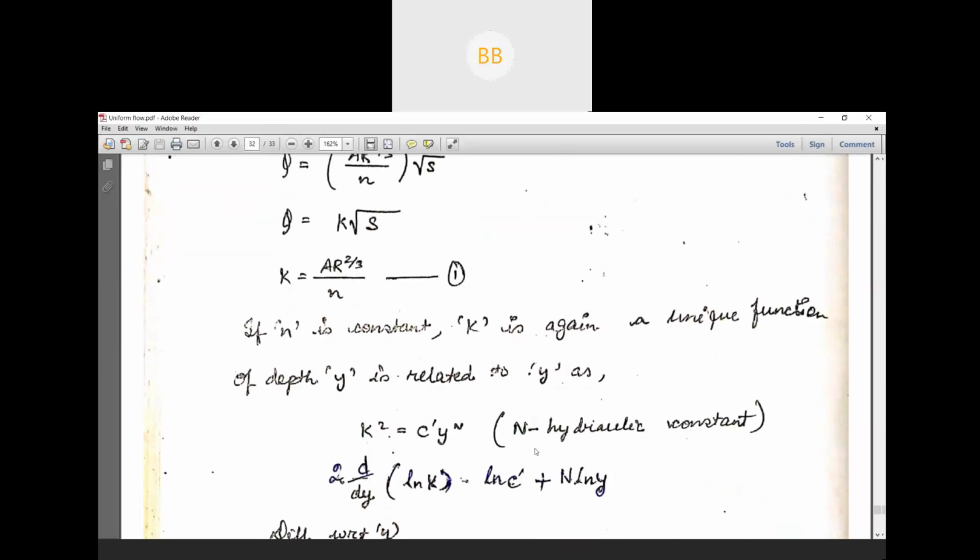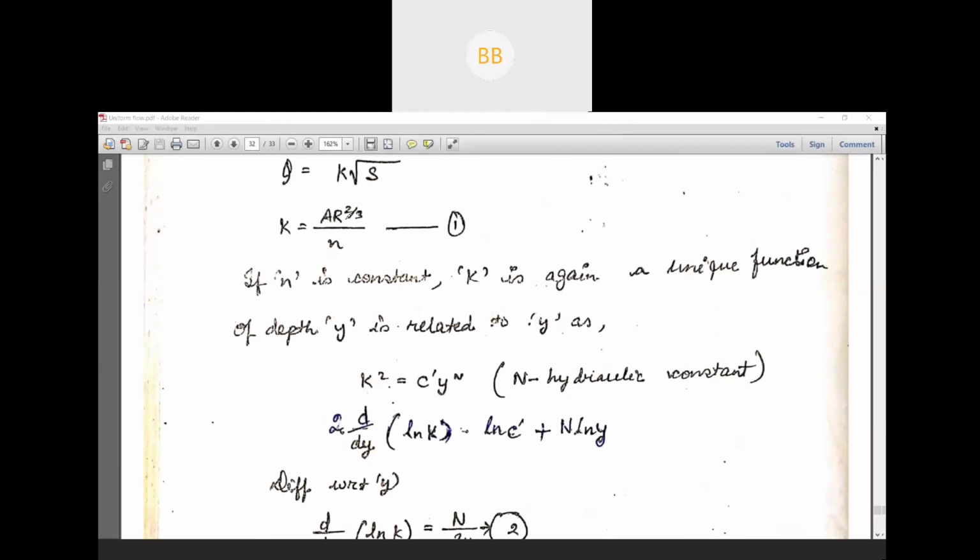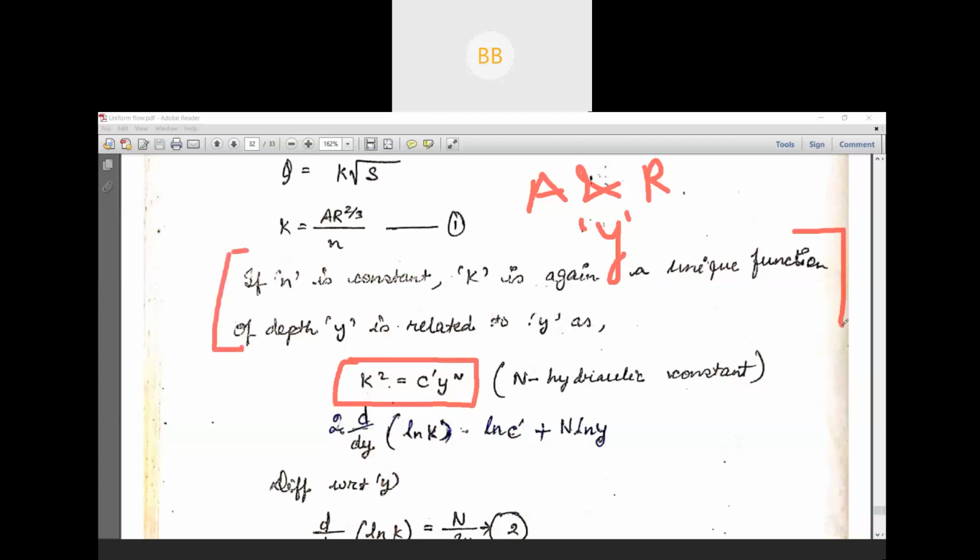Similarly, you can also write that area and hydraulic radius are functions of y. Then the relationship between K and depth of flow, you can write the same thing as we wrote for Sage's equation. Then you can write the expression K square equal to c dash y to the power N, where c dash is a constant and capital N is the hydraulic exponent.